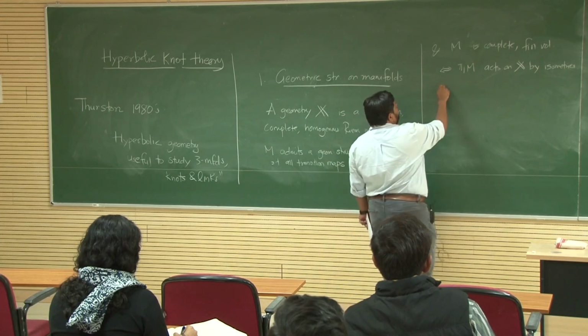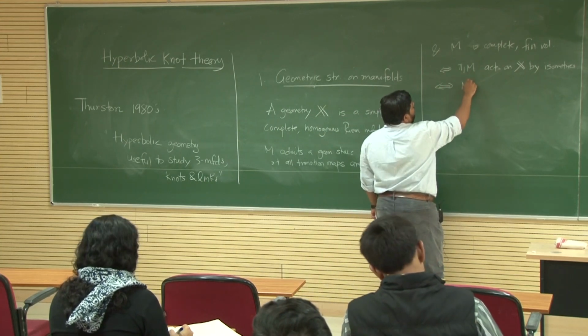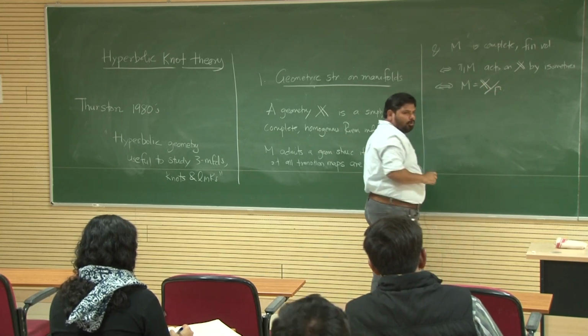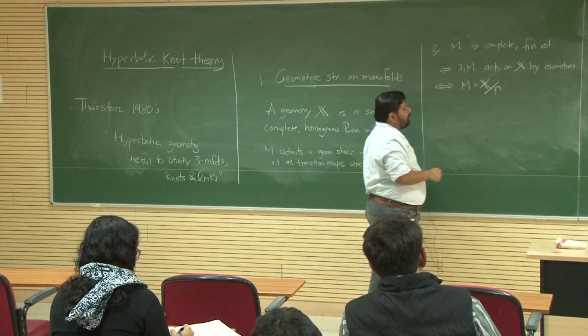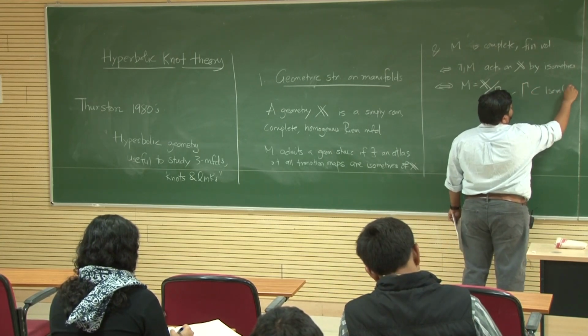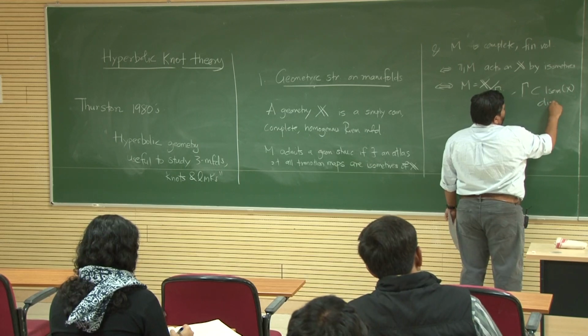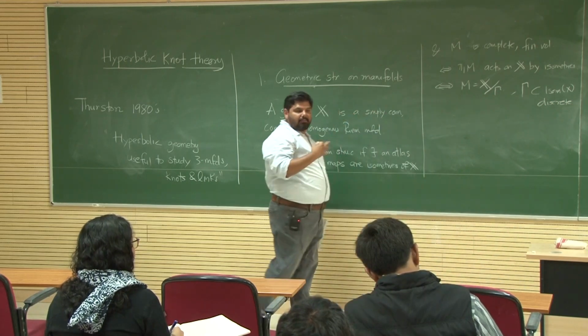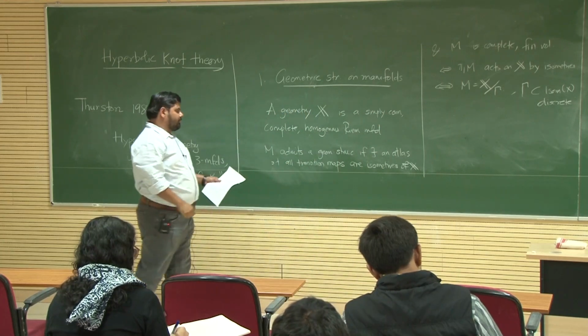The other way to think about it is that M is actually a quotient of X by some group of isometries. So, Gamma is some discrete group of isometries of X, and it is acting freely and properly discontinuously and so on.